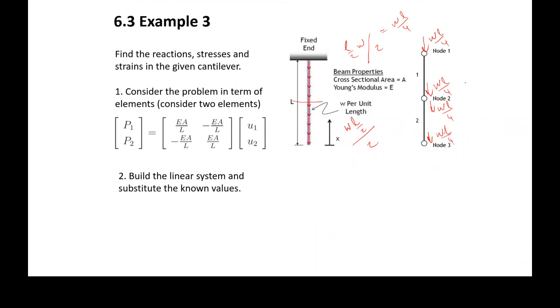Now, if you look into the second node, you see that WL over 4 is coming from the first half and WL over 4 is coming from the second half. So for this node here, you just use WL over 2. So in this case, the force vector F1, F2, and F3 are basically going to be, I'm just going to write them in full. F1 is WL over 4 added to the reaction. F2 is WL over 4 plus WL over 4, so it is WL over 2. And F3 is WL over 4.